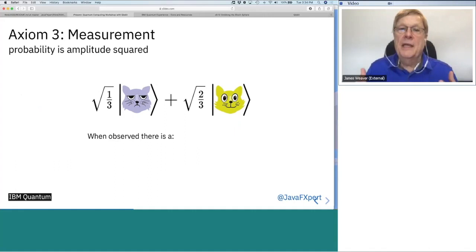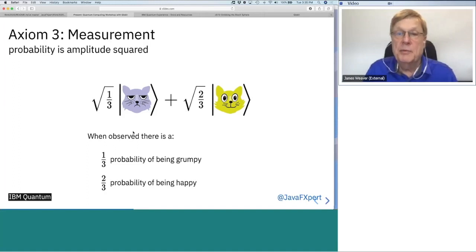But when I look at my cat, when I measure my cat, it will decide what state it's in and will collapse to one of 2 states. Because the probability is the amplitude squared, when I observe my cat, what is the probability that he's going to be grumpy? Well, to take the square of the square root of 1/3, I would just simply eliminate that radical. There is a 1/3 probability of being grumpy and a 2/3 probability of being happy.